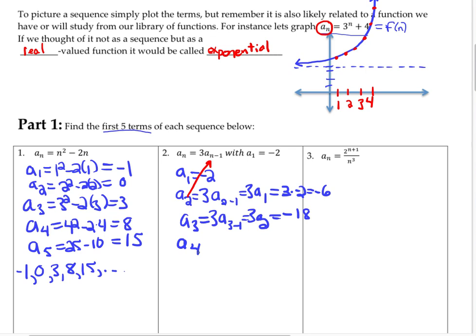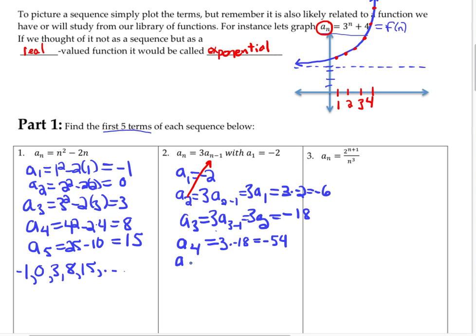And after you've done a couple, you might start getting the hang of this and go, hey, wait a second. This just says the fourth term, if I put 4 there, is 3 times the term before it, which of course was -18. Now we're starting to get big numbers, so you might go to your calculator. So that's going to be -54.